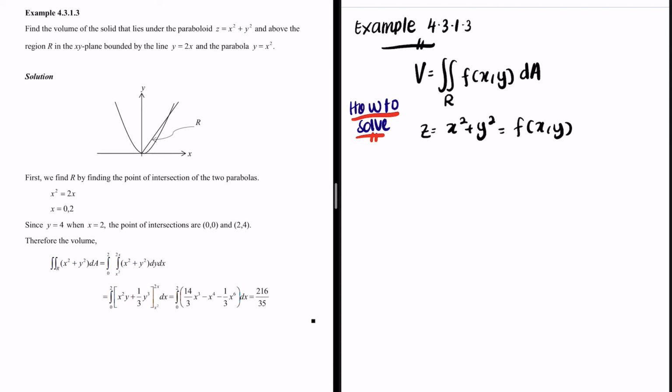Right after this, what should we do? Yes, you are correct if you are thinking about sketching the region R. Again, this region R always lies in the two-dimensional coordinate system that involves the y and x axes. So here comes the second part of the information in the question: region R is explained as a region bounded by the xy plane and at the same time bounded by two curves, which are the straight line y is equal to 2x and the parabola y is equal to x squared.